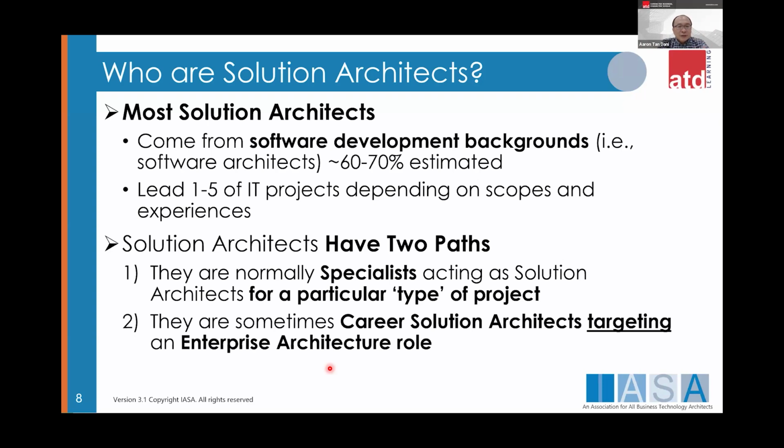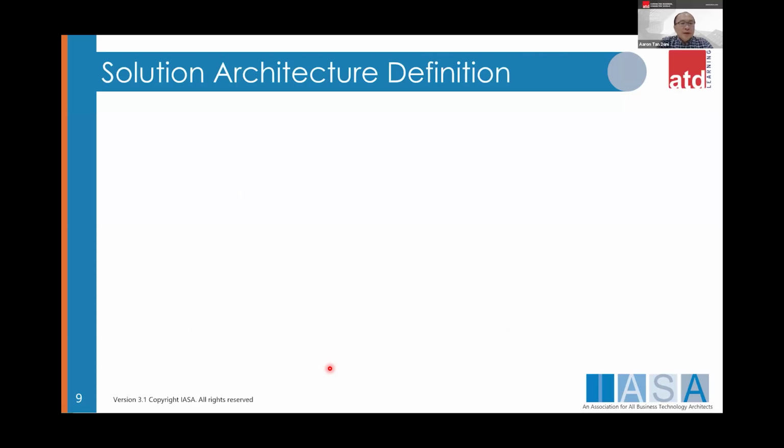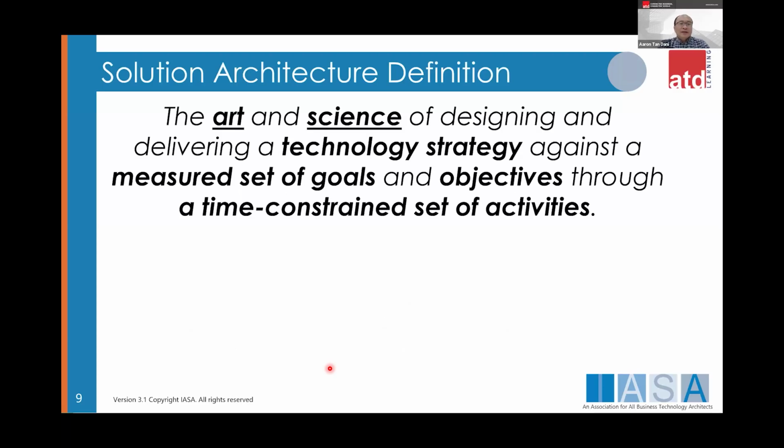Yeah, so these are basically the two paths of solution architect that we all need to understand. Actually, this slide is taken from module number 1, to understand who solution architects are and what they do. Of course, this is the formal definition of solution architecture: the art and science of designing and delivering a technology strategy against a measured set of goals, right? So basically, they have a measured set of goals and objectives that the solution architect needs to deliver, right?